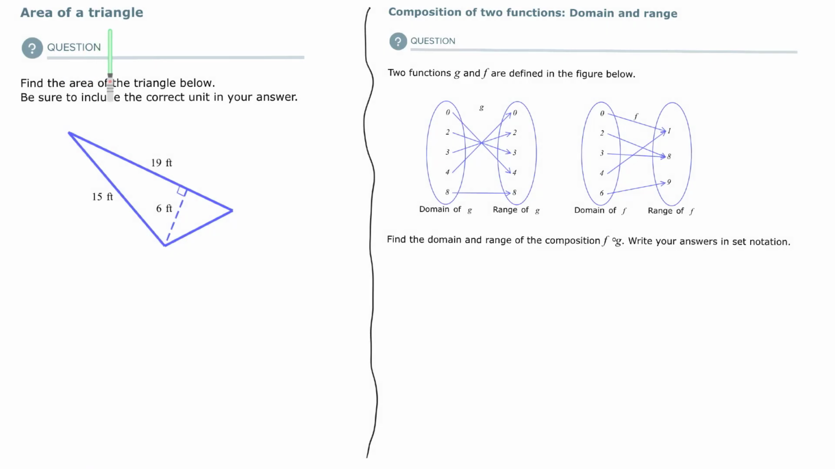Let's find the area of a triangle. Find the area of the triangle below. Be sure to include the correct unit in your answer. Okay. Notice the base is actually 19 feet. The height is actually 6 feet.